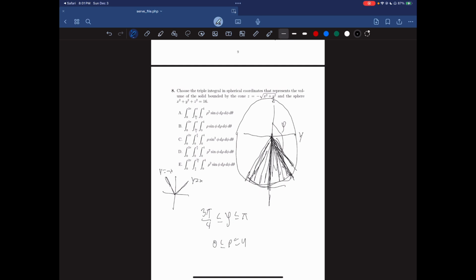So looking at our answers, B is not correct because we actually want it to be rho squared sine phi, and that's just the transform. C is wrong too for the same reason. It's not sine squared phi, and D is wrong because we're going from 0 to pi over 4, which is wrong. So is E, so A must be our answer, and it looks like it is our answer.